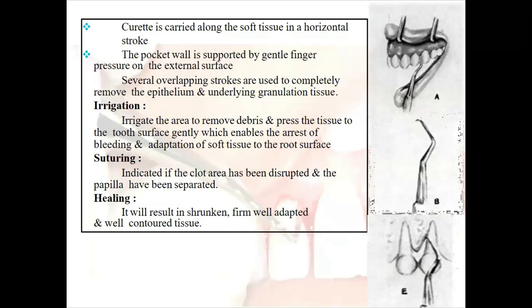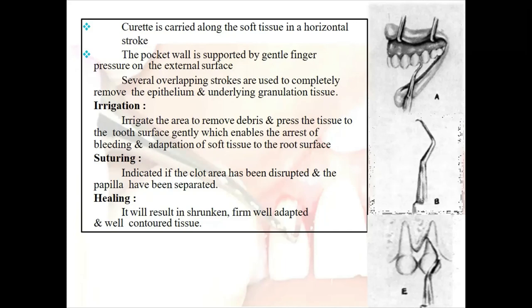After this, the curette, as you can see in the picture, is carried along the soft tissue in a horizontal stroke. Meanwhile, before starting this procedure, you will be supporting the pocket wall with gentle finger pressure. Basically, we use the non-working hand's thumb to support the external surface of the pocket wall. This is followed by several overlapping strokes, which are used to completely remove the epithelium and underlying granulation tissue.